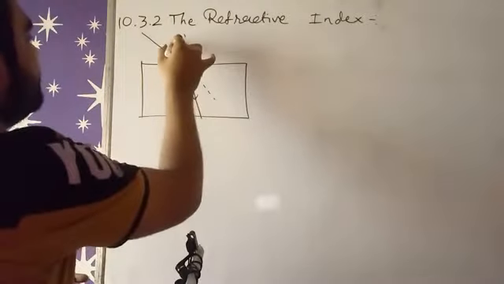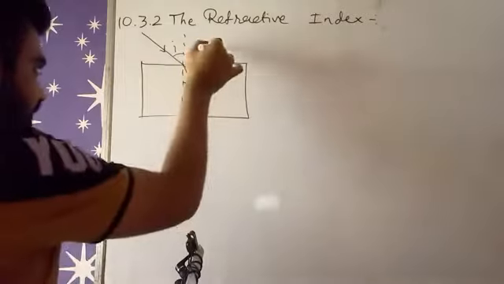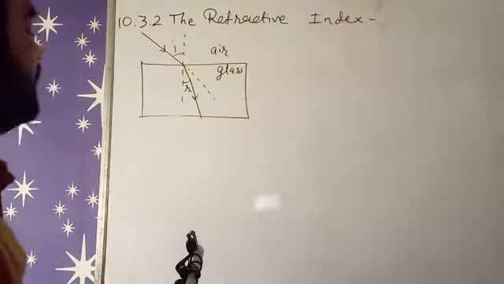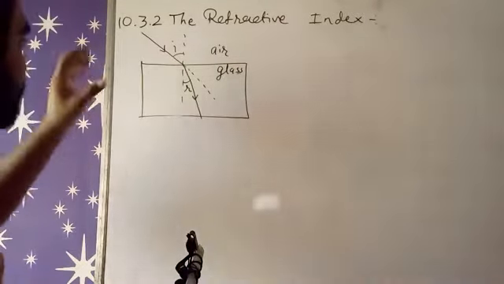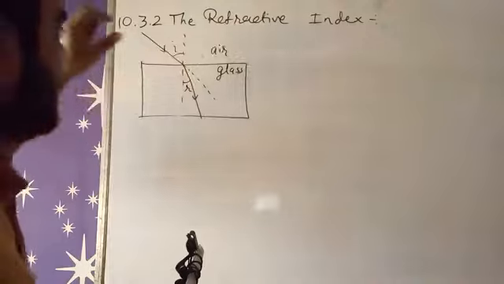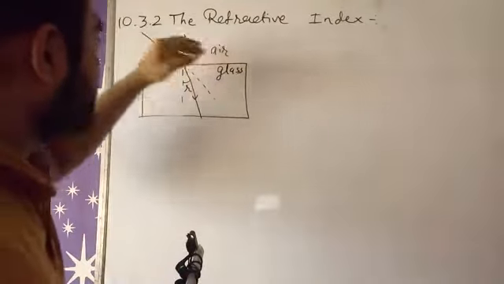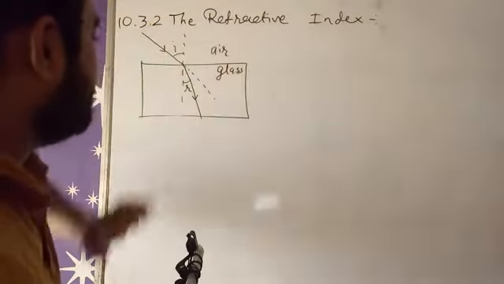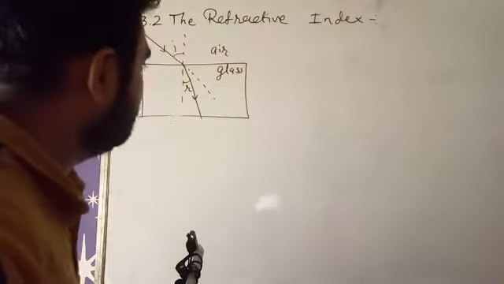This is our incident angle. This is our refracted angle. This is the medium air and this is the glass medium. Now why does this light ray bend here? Because this is the rarer medium, and the speed of light in a rarer medium is more than in a denser medium. So the speed is less in the glass medium, and that's why it bends, because of that change in speed.